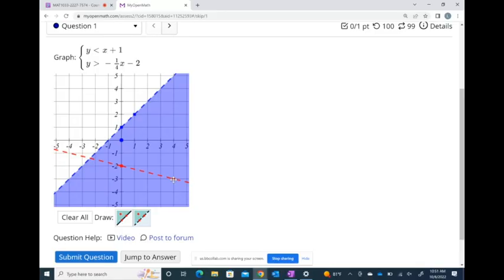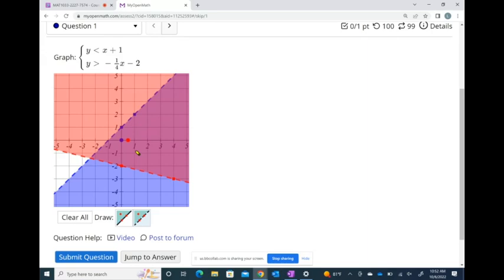Now we need to decide, is it this part or is it this part? How do we decide which one it is? You can use 0, 0. If you put 0, 0, what statement do we have? 0 greater than -2. Is that true or false? That's true. 0 is bigger than -2. So that means it will be this region right here, the one containing 0, 0. So I'm gonna go up and just click whatever you want in there.